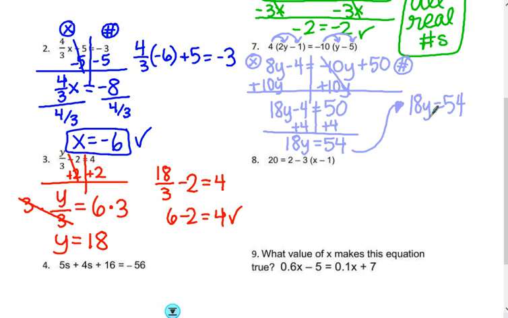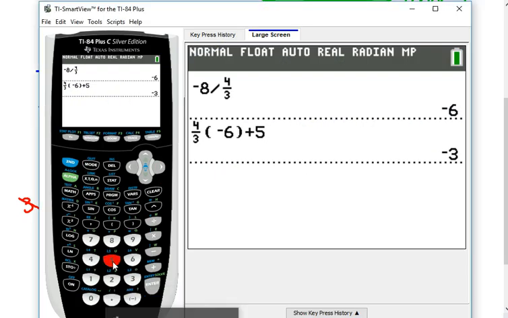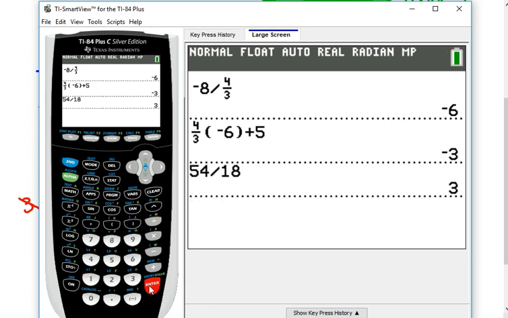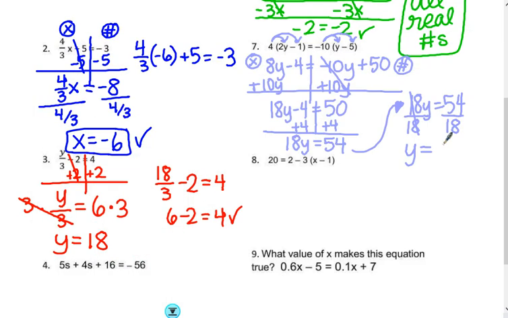To undo that operation, we will divide both sides by 18. That divides off to 1y. And in your handy-dandy calculator, 54 divided by 18, see what we get? And we get a +3. So y equals 3. Again, check yourself by plugging that answer back in, okay?